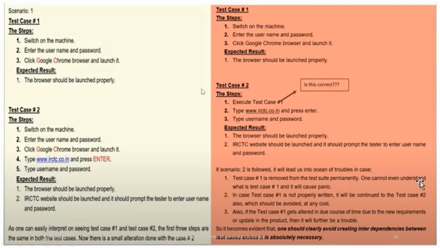Test case 2 should not be dependent on test case 1, for the simple reason that test case 1 might not remain in the suite forever. It might not remain in the test set at all. The test cases could be revamped because of inclusions, deletions or whatever, and we cannot marry this test case to that test case at any cost. This is one very important point that we need to understand.